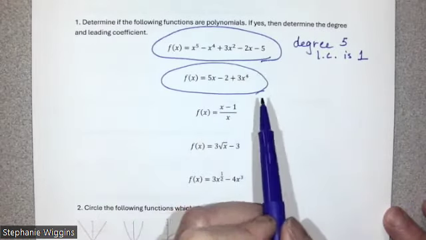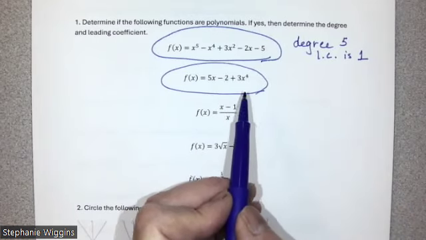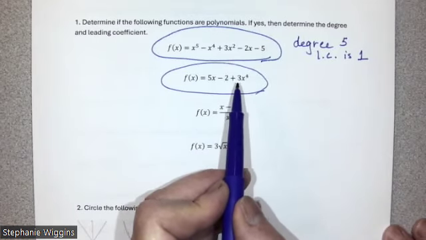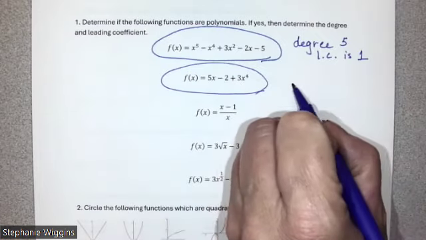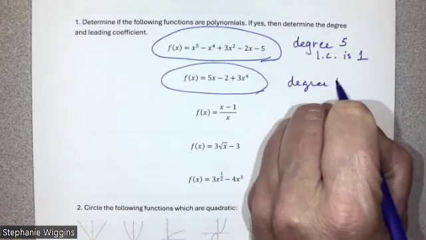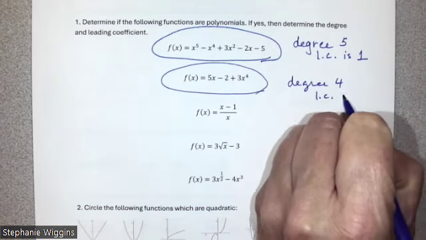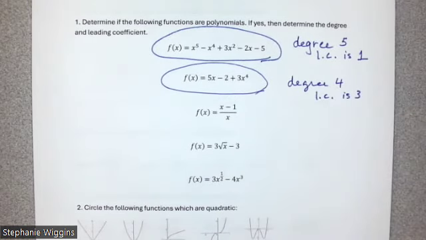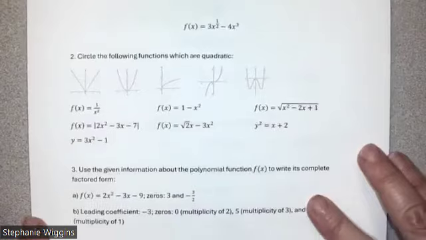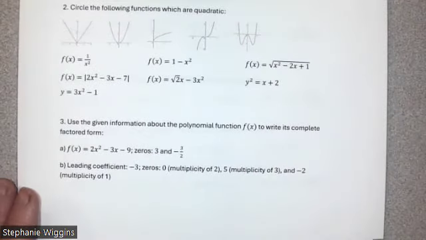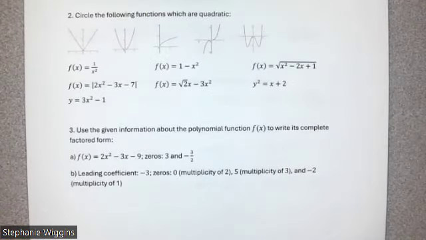And here, the highest power on x is 4, and the leading coefficient is 3. So we have degree 4, leading coefficient 3. Okay, now in the next problem, we are asked to circle the following functions which are quadratic.